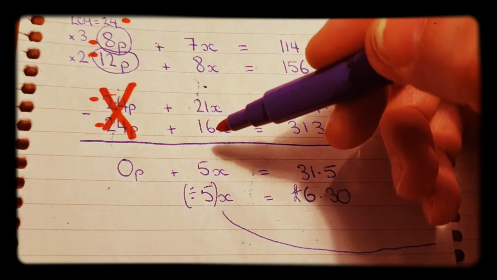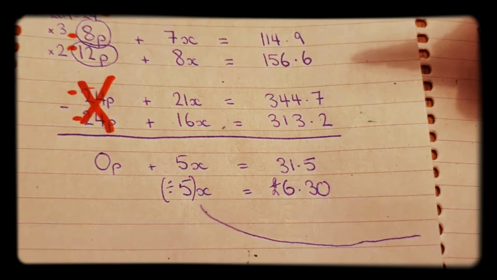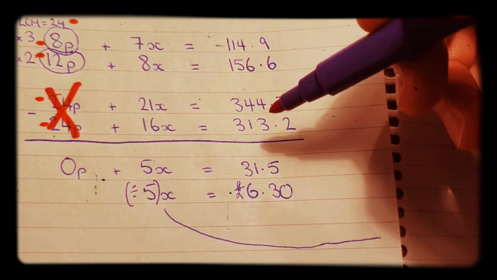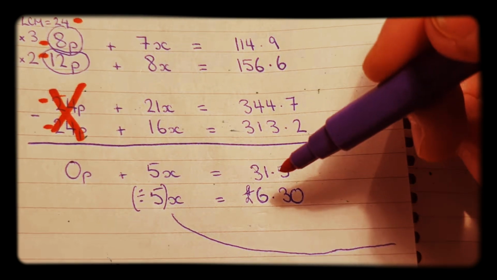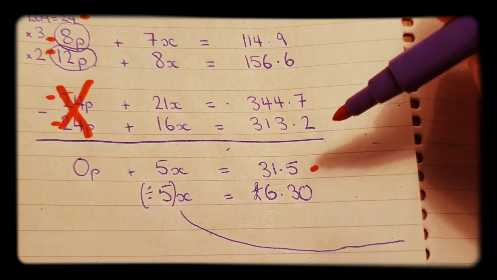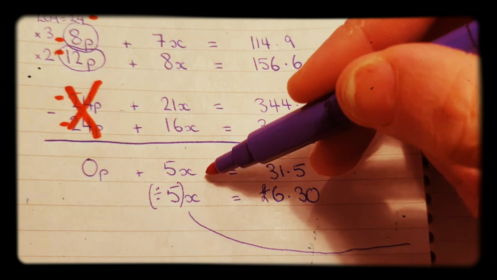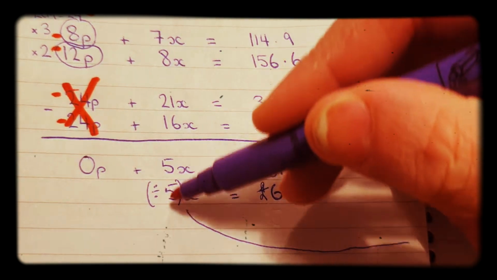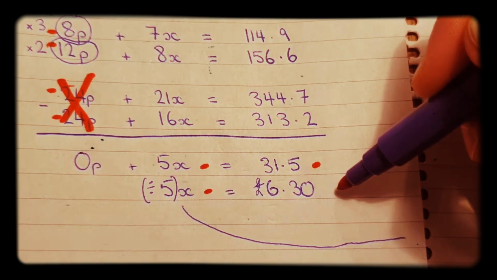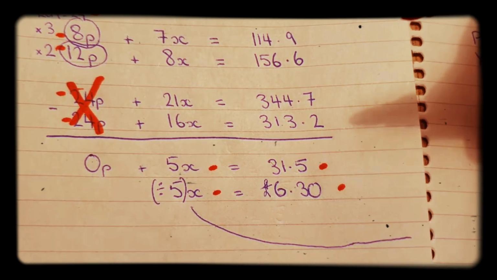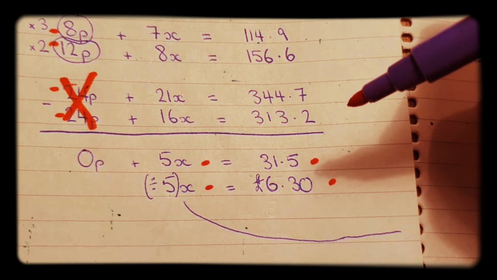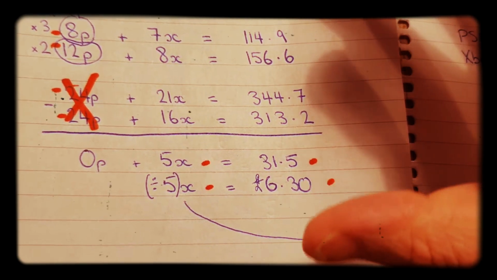21x minus 16x makes 5x. 344.7 minus 313.2 equals 31.5. So 5x equals 31.5. Divide it by 5, you get x equals £6.30. So the Xbox game, so far we know the Xbox games equals £6.30.